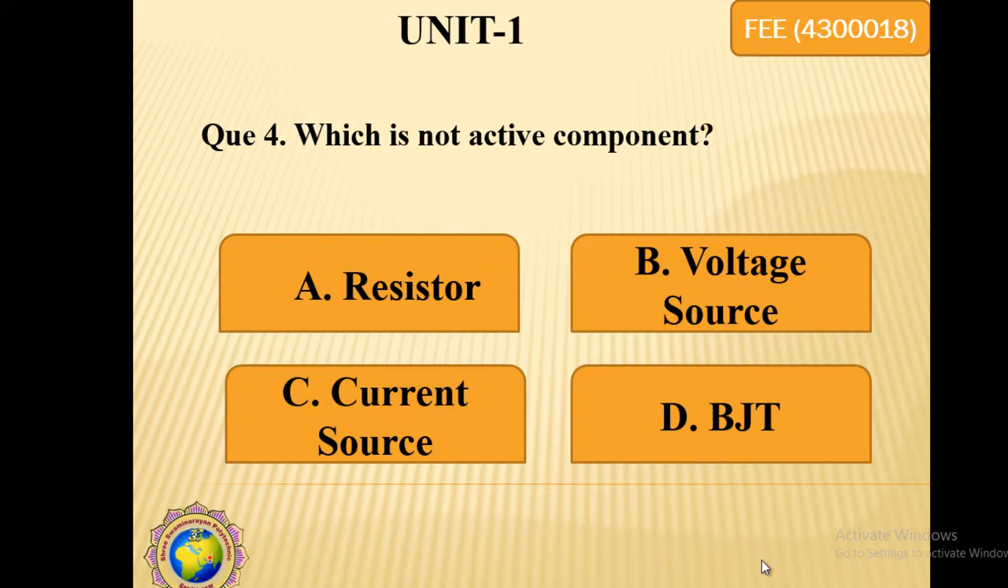Again I repeat the question number 4. Which is not an active component given below? A. resistor, B. voltage source, C. current source, and D. BJT.